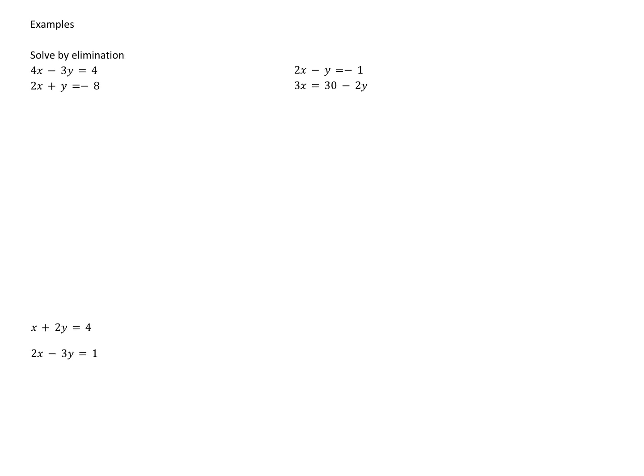So our first example: 4x minus 3y equals 4, and 2x plus y equals negative 8. Both of my equations are already in standard form. So now I have to ask myself, which variable do I want to eliminate?